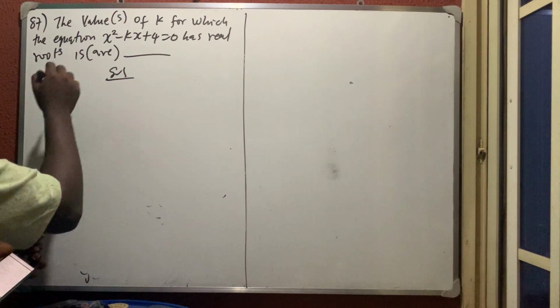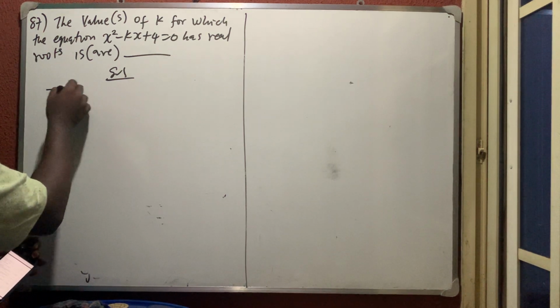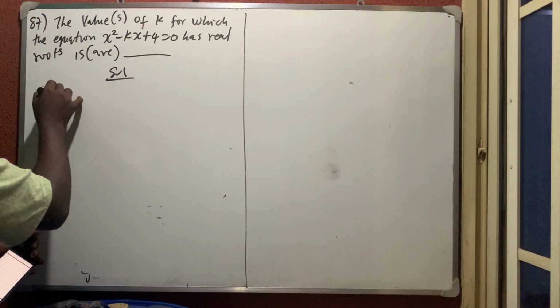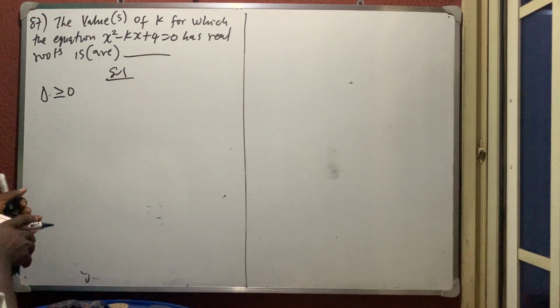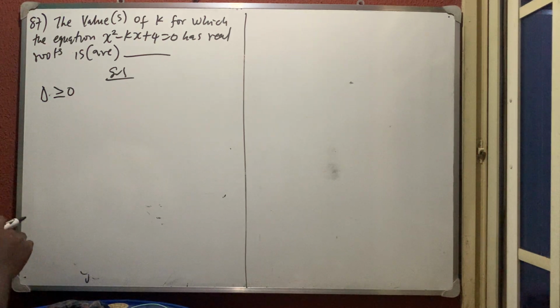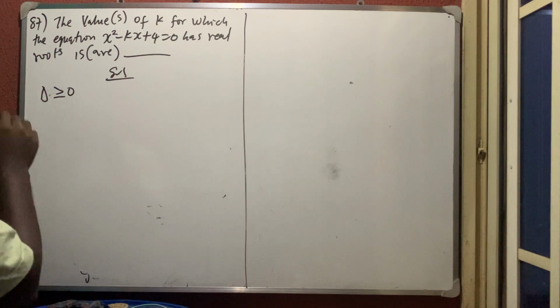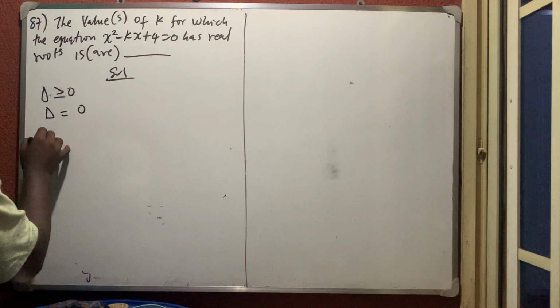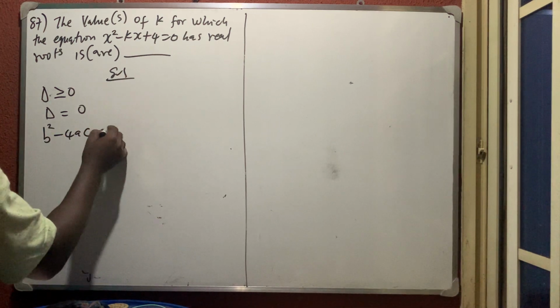It means that the determinant, which is the square root, must be what? Greater than or equal to 0. That is when it will have a real root. So let us make it greater than or equal to 0. If D is equal to 0, and what is D? D is written as b squared minus 4ac, and we say it's equal to 0.